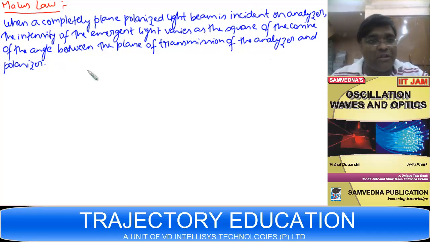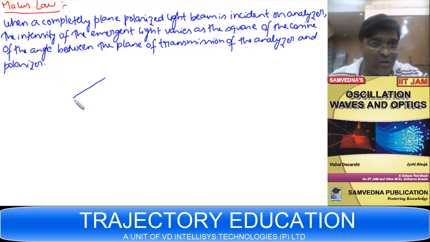What is an analyzer and what is a polarizer? One which polarizes is called a polarizer, and one which analyzes the light, whether it is plane polarized or not, we call an analyzer. In fact, the device is the same. We call the same device a polarizer when it is producing plane polarized light from unpolarized light.